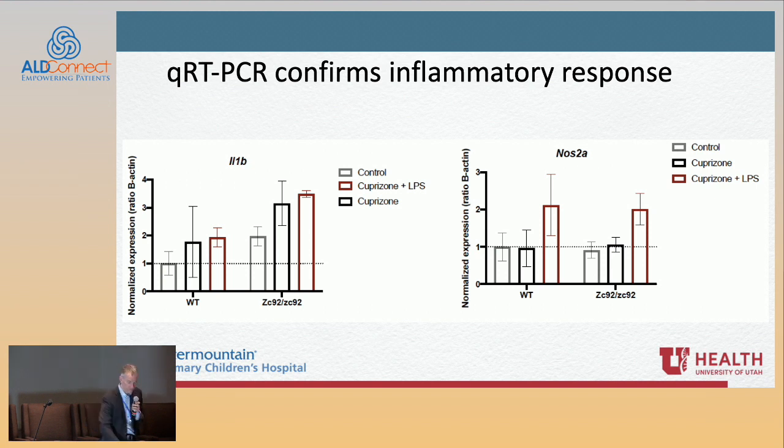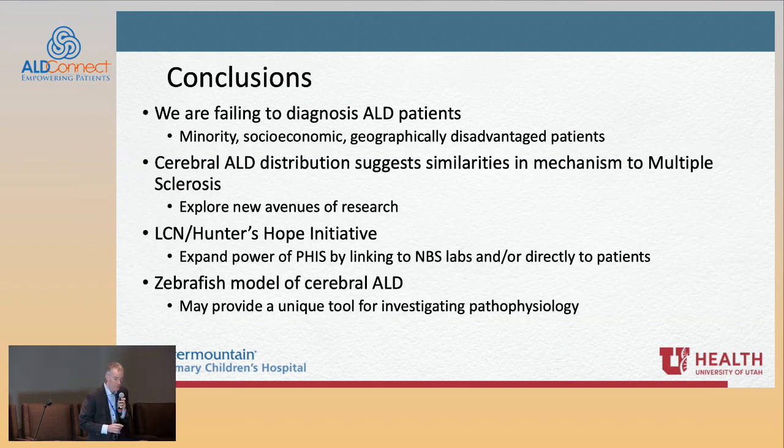Just to wrap up here, we've been failing to diagnose ALD patients. Newborn screening is going to be a big step forward for how we do that. There are problems for minority patients and socioeconomically and geographically disadvantaged patients, and that's something we really need to work on as a field. There's some intriguing data that suggests that cerebral ALD has environmental, perhaps geographic, factors affecting its distribution. I think that may give us new insights in understanding its pathophysiology.